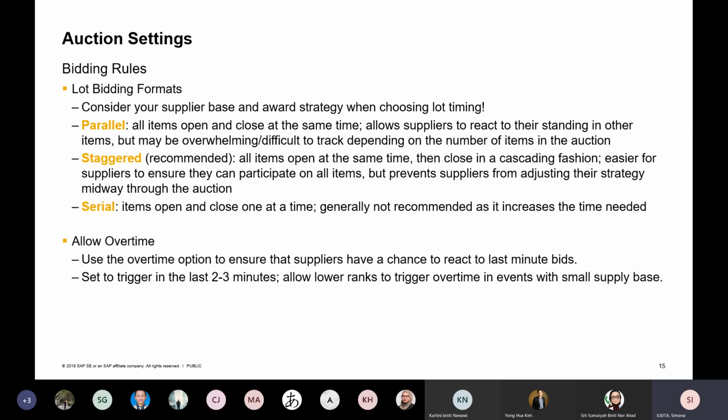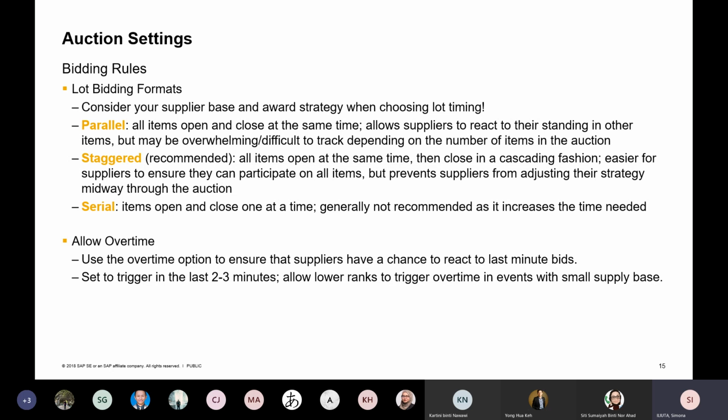Staggered is the recommended opening for buyers who have never run auctions. And usually in time, it's the most classic opening. We have all items that open at the same time, but they will close in cascade, so in a cascading fashion. This is easier for suppliers to ensure that they can participate on all the line items, but it prevents suppliers from adjusting their strategy a little bit midway. The serial is items open and close one at a time, one after the other. This is generally not recommended for simple reverse auctions because it increases the time.